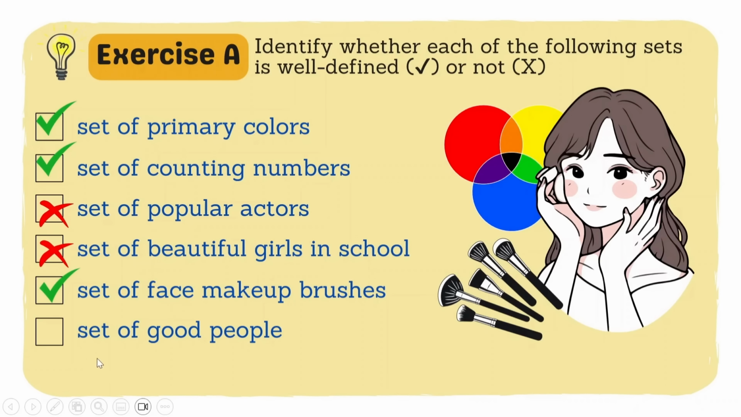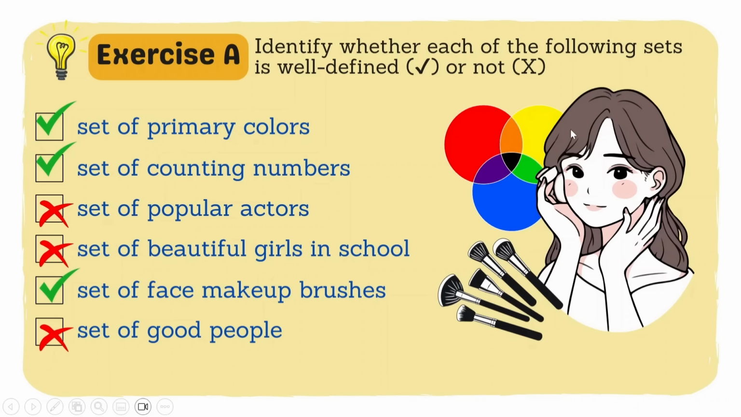How about the last one? Set of good people. Now, is this really a well-defined set or not? Correct, this is not a well-defined set. Bakit? Baka po kasi sabihin natin na ang isang tao, mabuting tao, pero hindi pala natin alam. Kasi, ang nakakaalam lang po, walang iba kundi yung ating creator. So, siya lang naman po ang nakakaalam kung sino ang mabuti at hindi, no? Kaya hindi po natin pwedeng sabihing well-defined set ang set of good people.